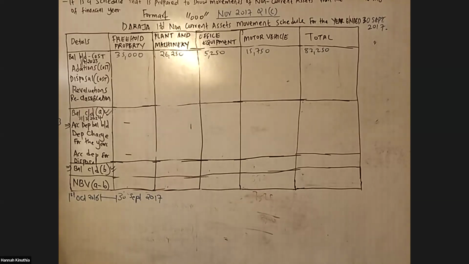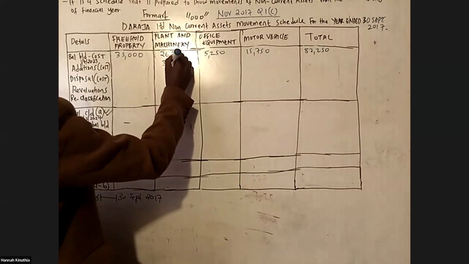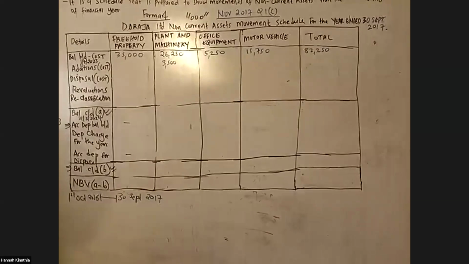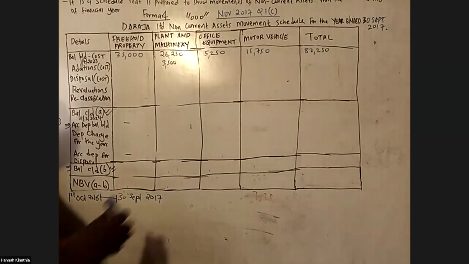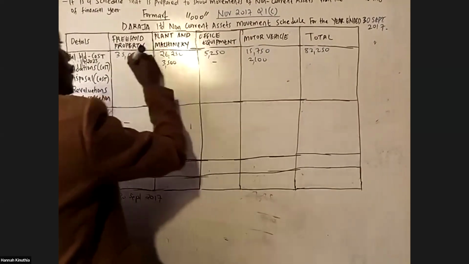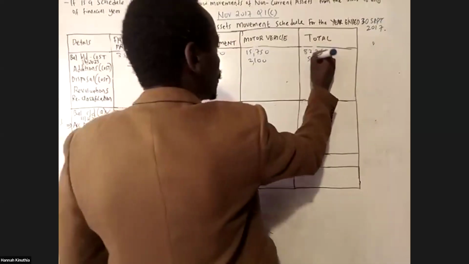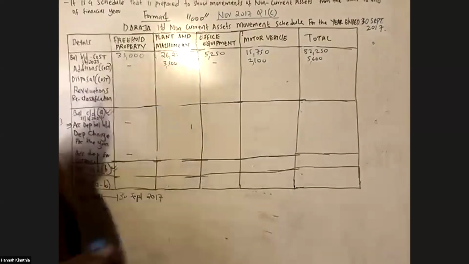Now, we have an addition of machinery of 3,500. That is information number one. Then you have an addition of motor vehicle of 2,100. The rest, we don't have any additions. The total will be equal to 5,600.